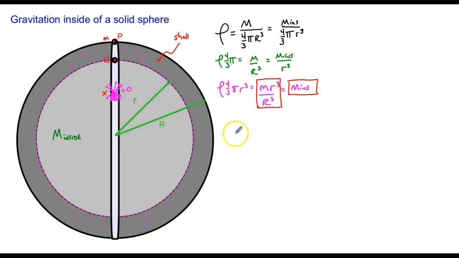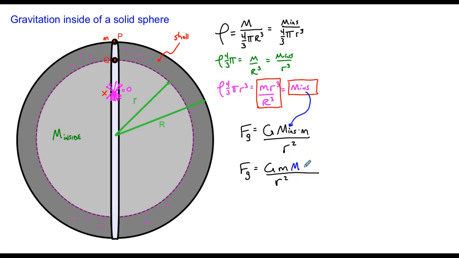Then I'm going to take that expression for mass inside, and I'm going to plug it into a standard Newton's law of gravity formula. Fg is equal to big G times mass inside times the mass of some arbitrary object, at point Q, divided by r squared. Now I'm going to take this expression for mass inside and plug it in there. So that gives me Fg is equal to G times M, that hasn't changed, over r squared. And now I have to add the pieces that I substituted. That's equal to the mass of the entire planet times r cubed over big R cubed. And when I do that, I can see that the r squared in the denominator cancels out with two of these three r's, so I still have an r here.